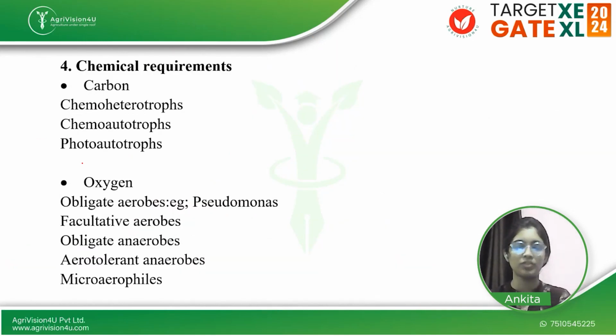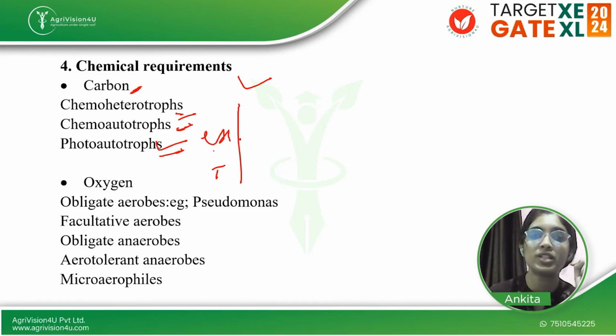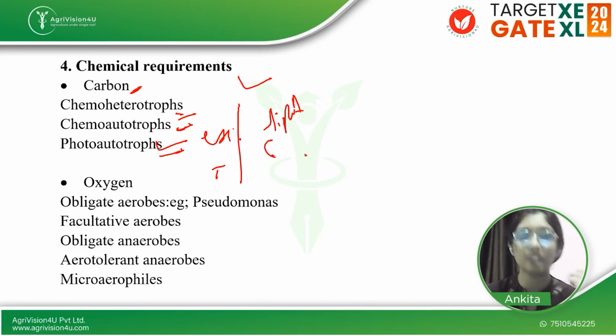Now, when these are all your physiological requirements, when you go for the chemical requirement, obviously some type of chemical requirement may be there. On the basis of the carbon source, you will have the chemoheterotrophs, the chemoautotrophs, and then the photoautotrophs. Their examples are there according to which source they are classified, whether it is a light source, whether the carbon is organic or inorganic.